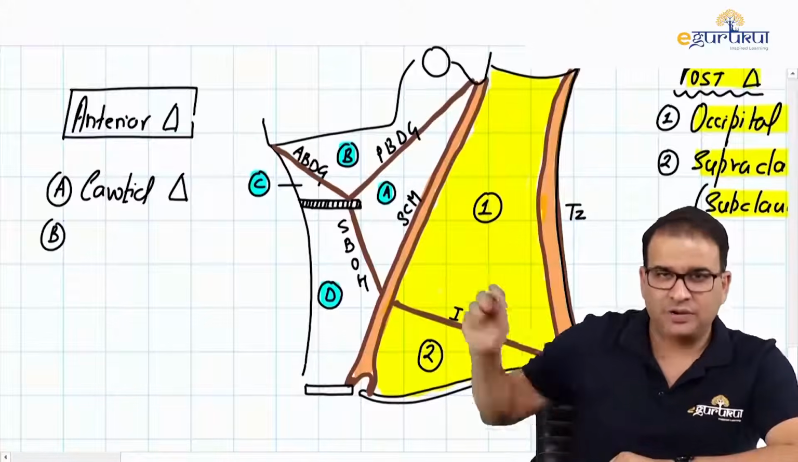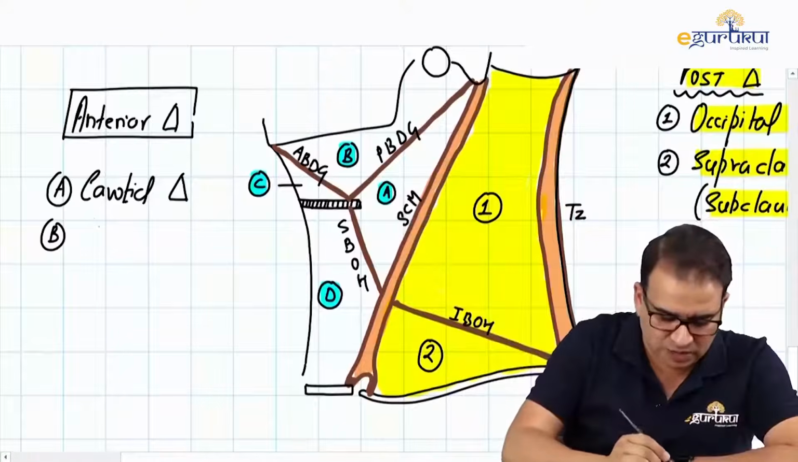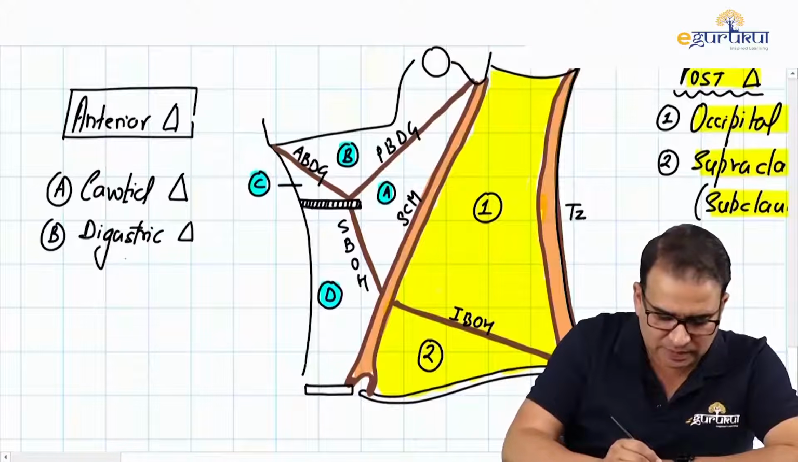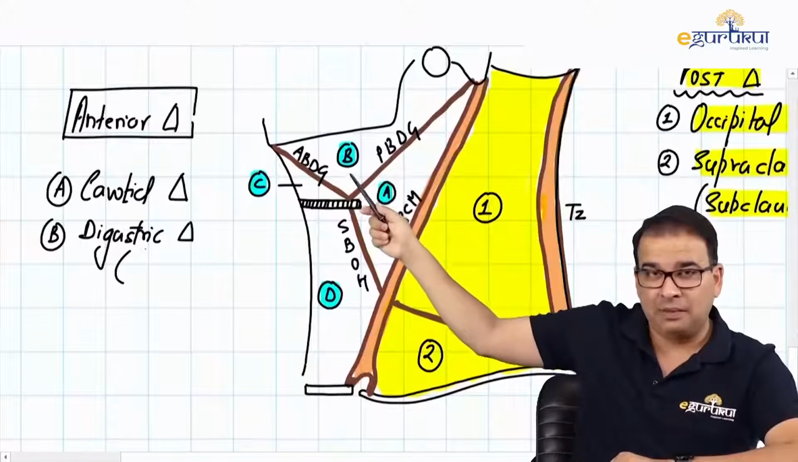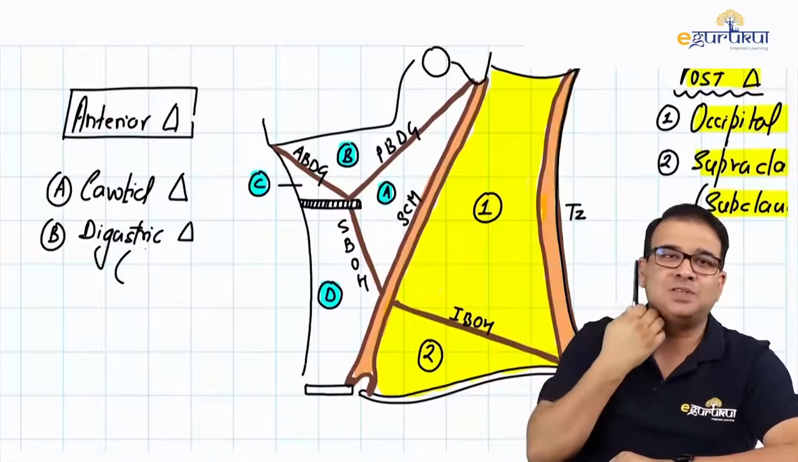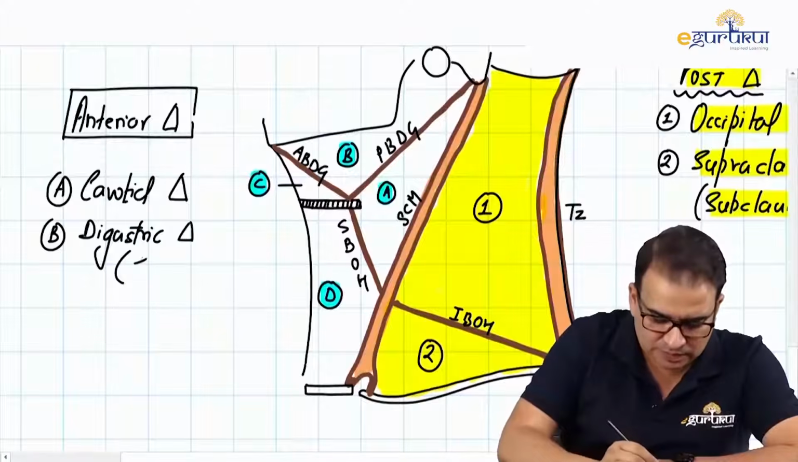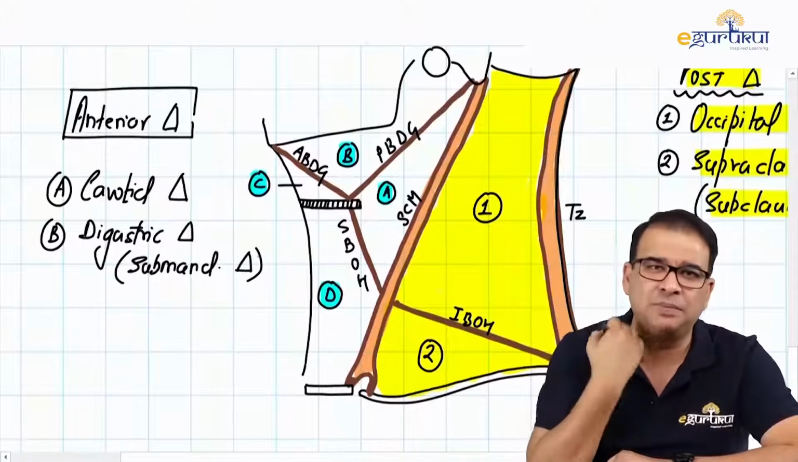Triangle B. Now look at triangle B again. First of all, it is present between the two bellies of digastric. So one name to this triangle could be the digastric triangle. Or in other words, the triangle is present below the mandible, right? So all the submandibular structures are here only in this triangle. That's why it is called the submandibular triangle also. So you can call it digastric or submandibular triangle because it is present just below the base of mandible.